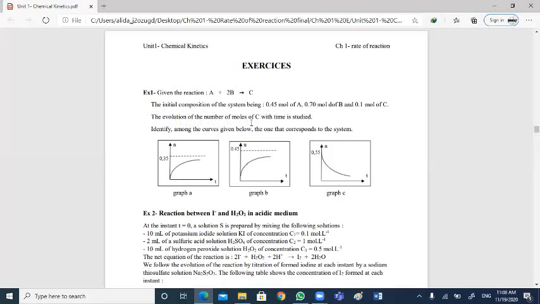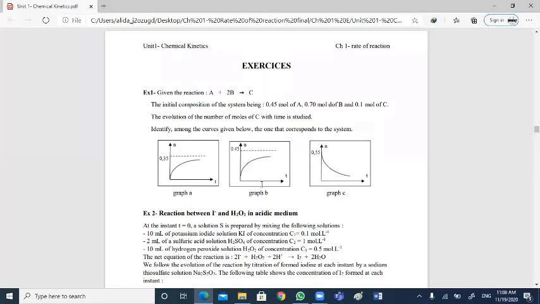The evolution of the number of moles of C with time is studied. Number of moles of C, the product. Identify among the curves given below the one that corresponds to the system. First, the variation starts with the number of moles of the product C. Then the curve should be ascending. Graph A or graph B. Graph C represents the reactant because it is descending. Then graph C is not correct.